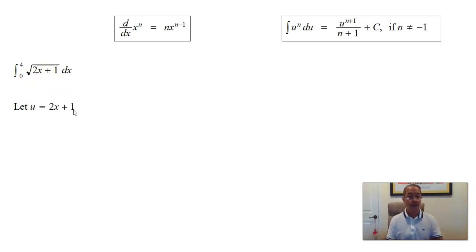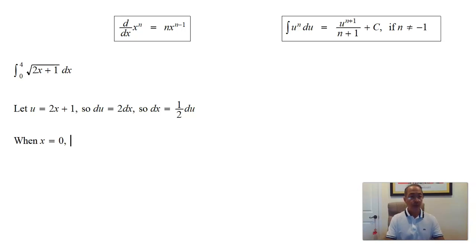So that just becomes u to the 1/2. Okay. So as usual, we will need du is 2 dx. So solve for dx, we will get 1/2 of du. Okay. Again, we can change the limits. So when x is 0, u will be 2 times 0 plus 1, so that's just 1. And when x is 4, u will be 8 plus 1, which will give you 9.